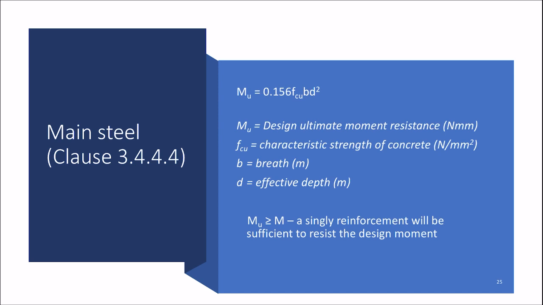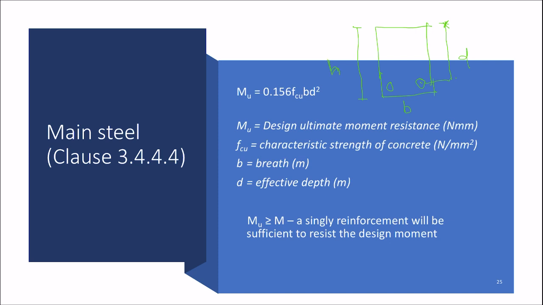After we calculate the maximum bending moment, we are going to calculate the design ultimate moment resistance, or we call it MU. The formula for MU is 0.156 FCU BD squared. This is the cross section of the beam. This is B. D, for example if you have 2 steel bars, is from the top of the beam up until the center of the steel bar. That's what we call the effective depth. It differs from the depth. The total height or depth, call it H.